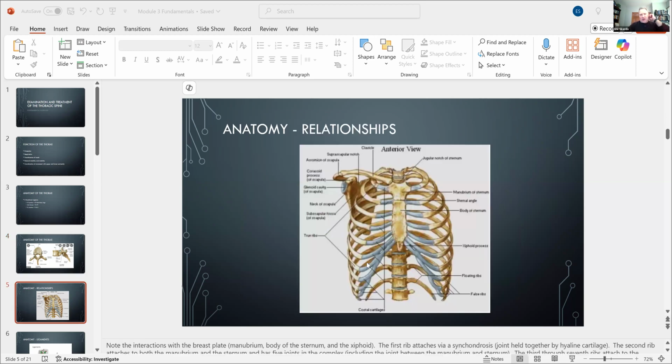All right. So here's some relationships that I wanted to go over as far as where things attach. It's better to see some of this stuff from the anterior view. If we're looking at the interactions here specifically at the top between the manubrium and the sternal body and the xiphoid and where the different ribs will come into play here.